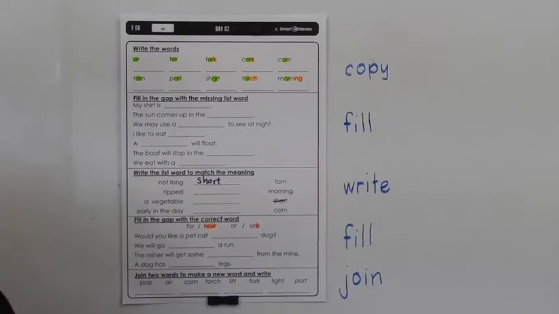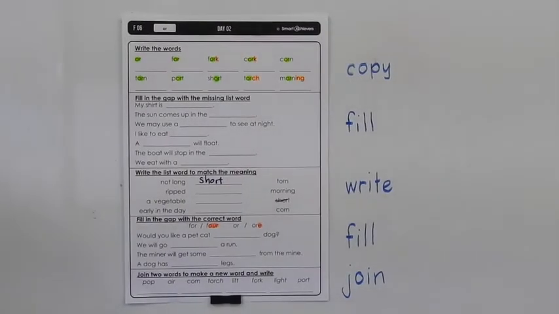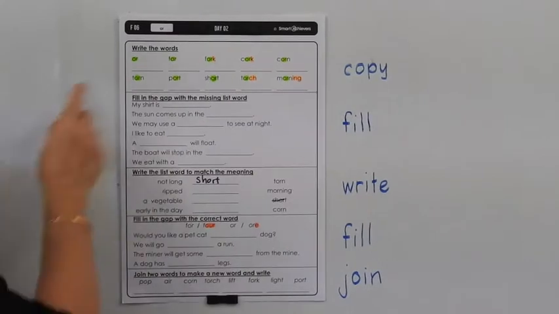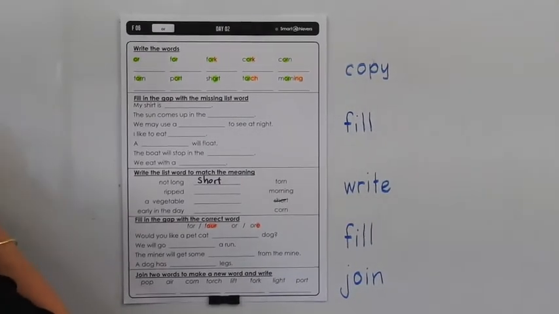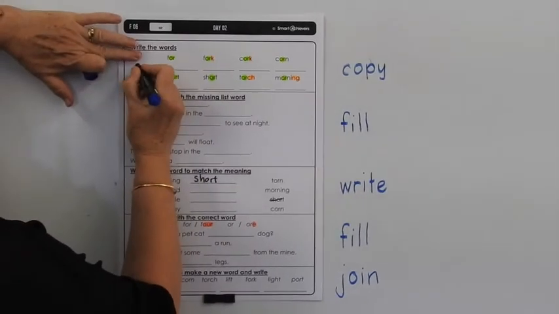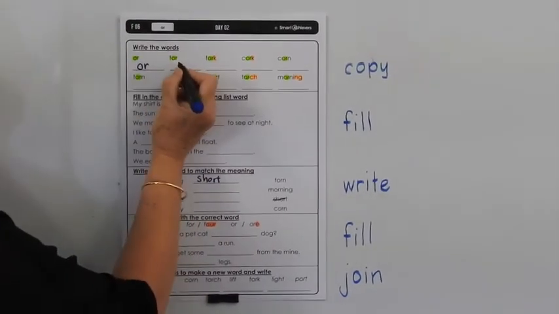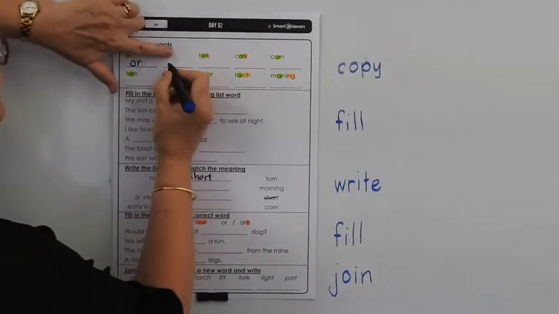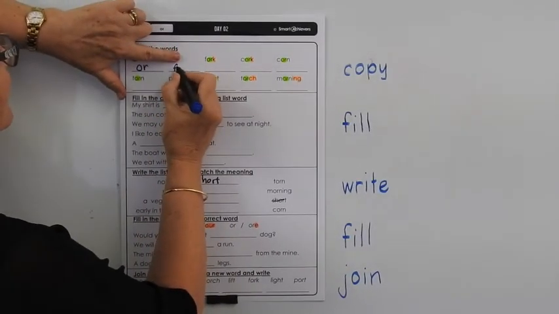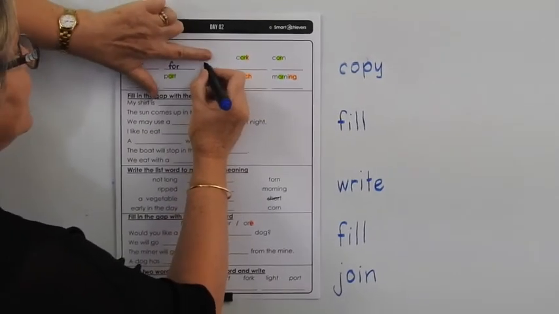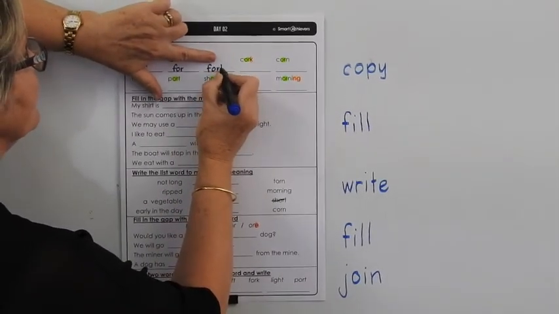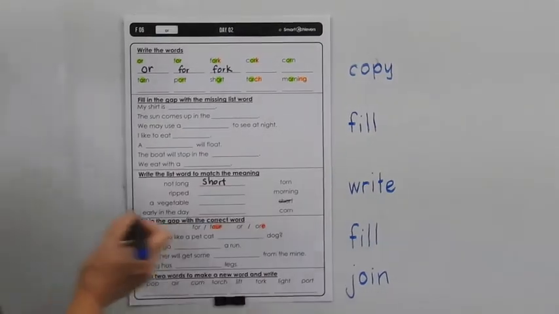Now don't forget to start the page after you've coloured in all these words up here that you have to read the word, sound it, spell it and write it. So we've got or, O-R, cover it and write it. For, F-O-R, cover it, and fork, F-O-R-K, cover it and write it. Off you go.